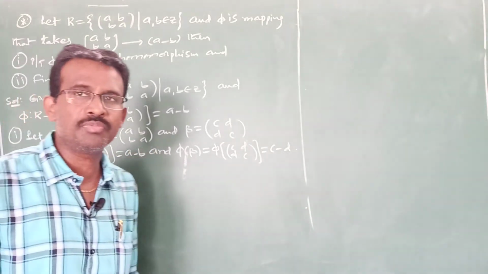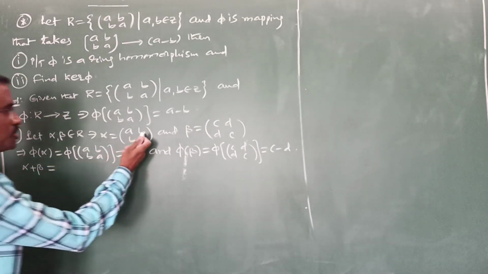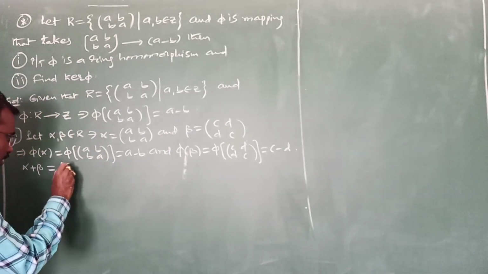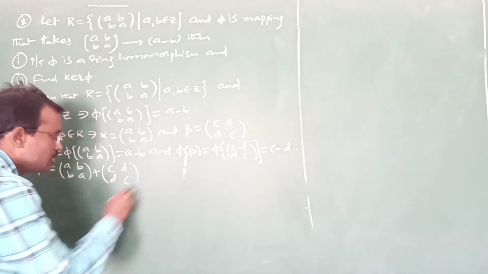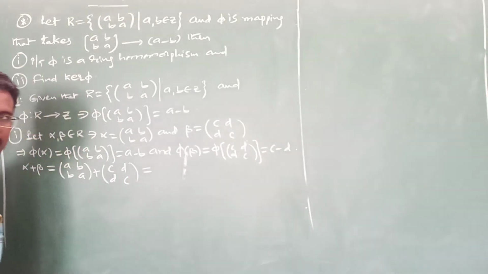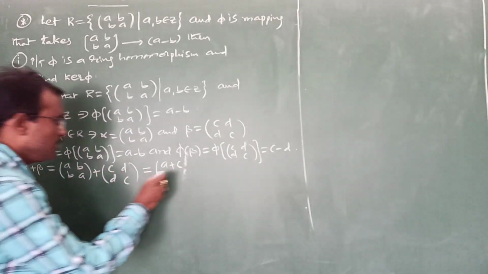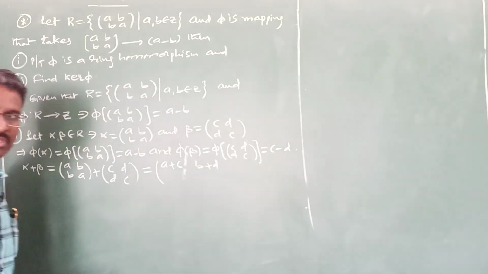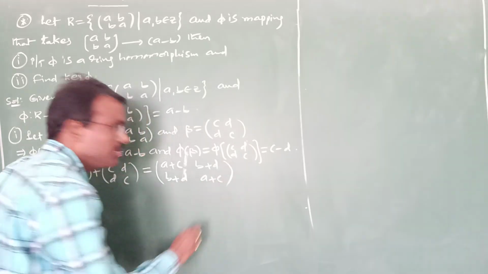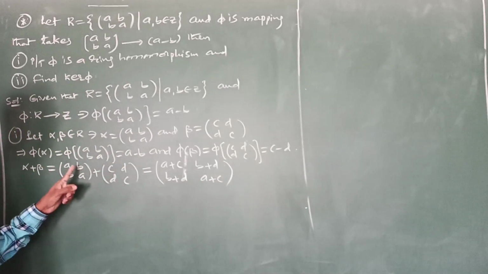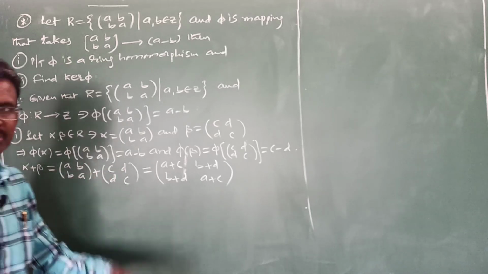First do the addition homomorphism condition. First define alpha plus beta here. That means just do the addition of these two matrices: [A, B; B, A] plus [C, D; D, C]. It is A plus C, then B plus D, then B plus D and A plus C. This is alpha plus beta.